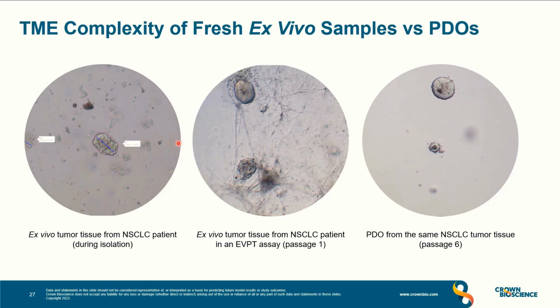If we continue to culture the exact same sample for multiple passages, and here at passage 6, we reach the state where all other cells have disappeared and only patient-derived organoids stayed behind.